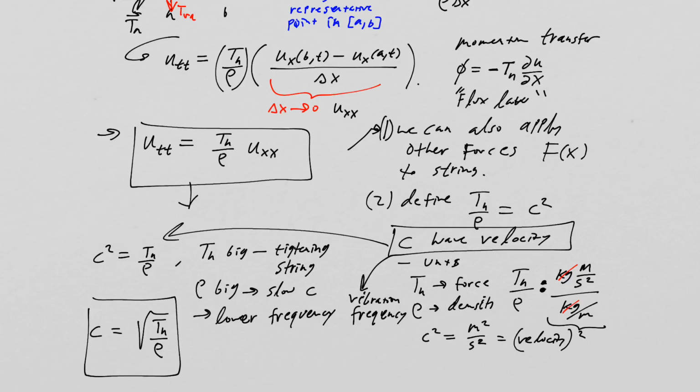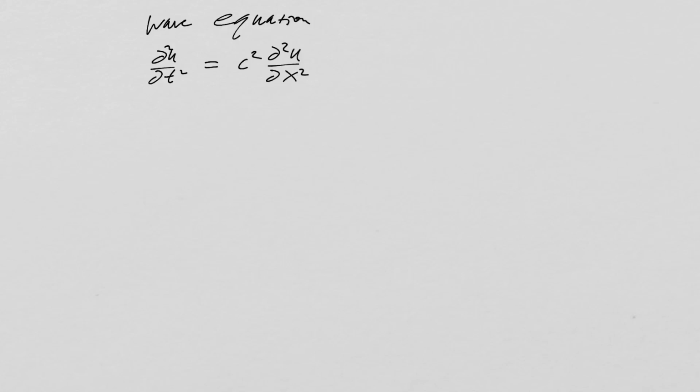All right, so now that we have these two things here, both the applied force that we're going to add and this new definition for a parameter, our wave equation is going to be the second time derivative of u equals c squared times the second space derivative of u, plus an applied force, f of x, like that.